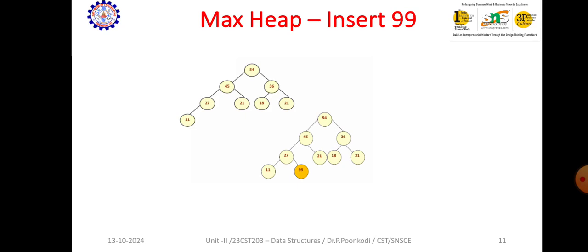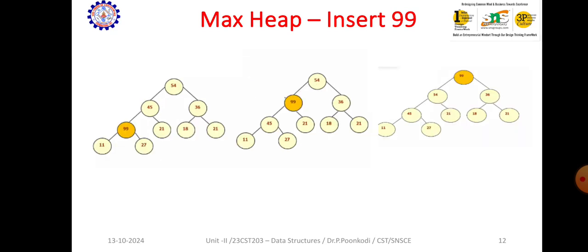Then next I am going to insert 99, if it is a max heap. In this tree I am going to insert it, so it is inserted here. Again we have to compare. If I compare, the maximum value should be in the root node, so it is replaced. Then another three values are compared, and again it is moved up. Again these three values are compared, and again 99 is greater, so it is moved to the root node.